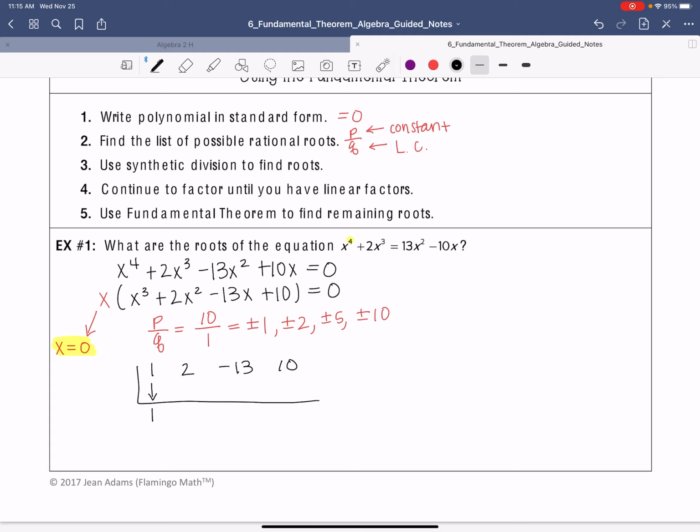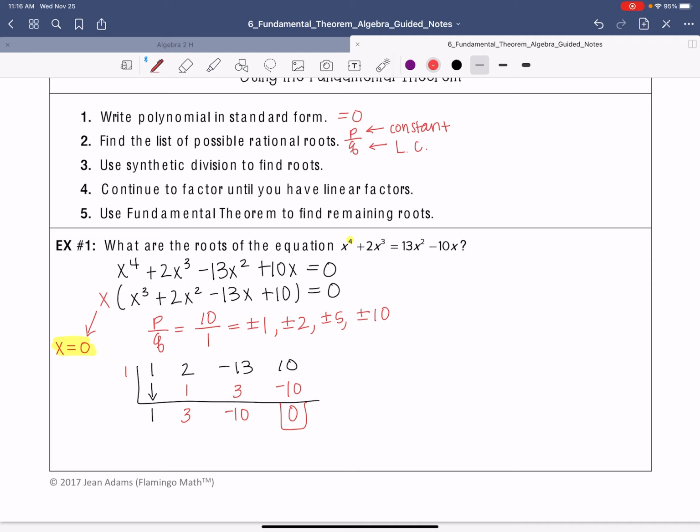Okay, so now we'll pretend my pencil is the red, okay? I'm going to start with 1, so I'm going to test 1. Remember, for this, it's multiplying and adding. You'll multiply these two numbers together, put your answer here, and then add these. Multiply, add, multiply, add, multiply, add. Okay, so we're going to get 1 times 1 is 1. 2 plus 1 is 3. 3 times 1 is 3. Add those together, I get -10. -10 times 1 is -10, and look at that. I have a remainder of 0, which tells me 1 is a root.